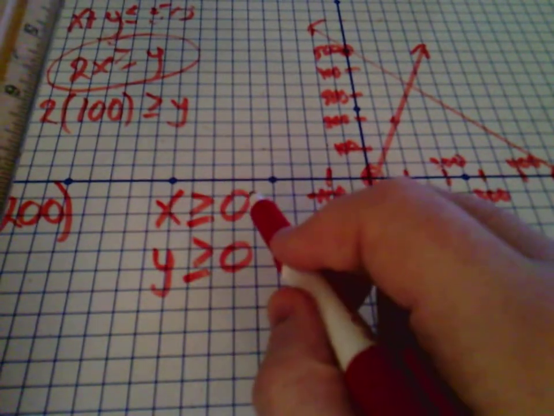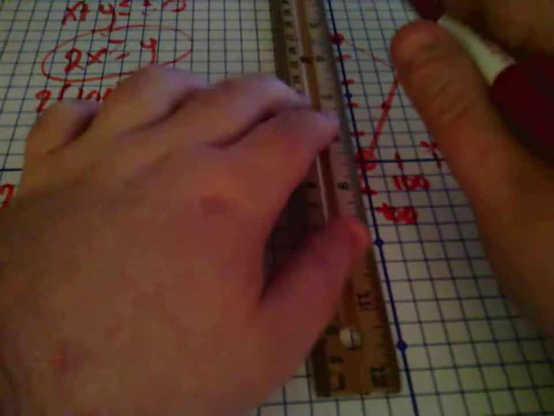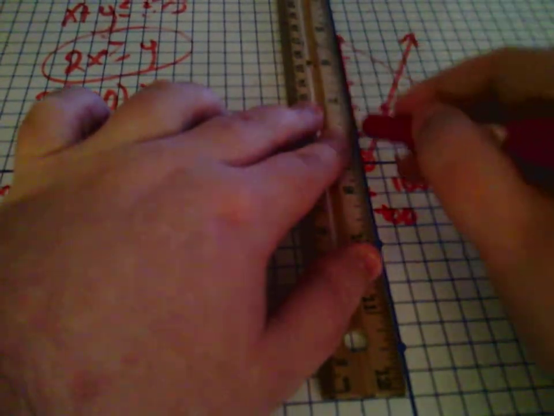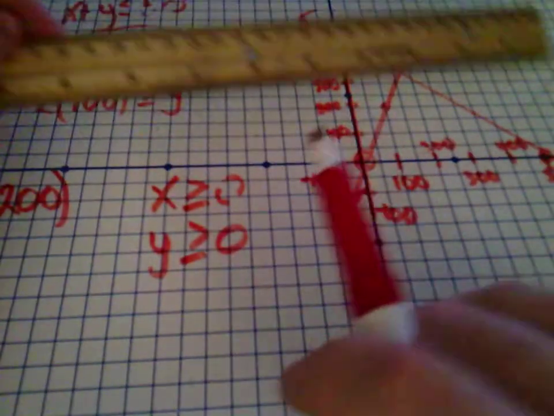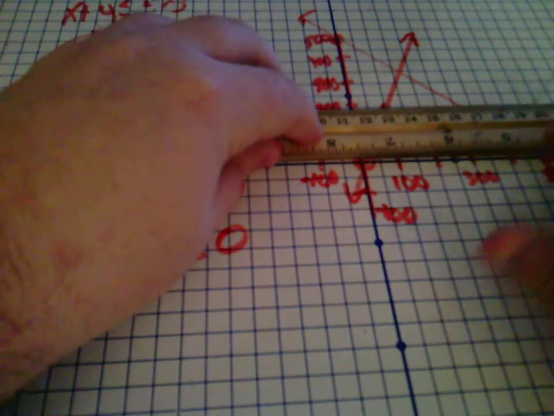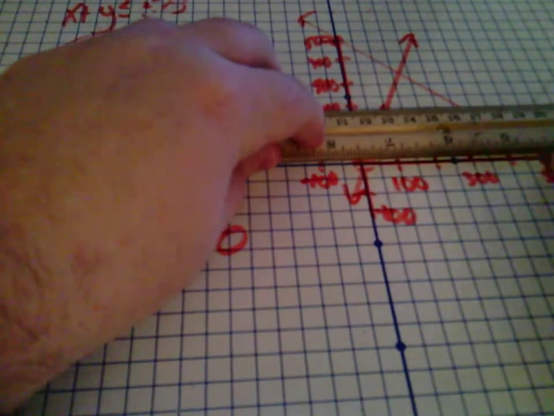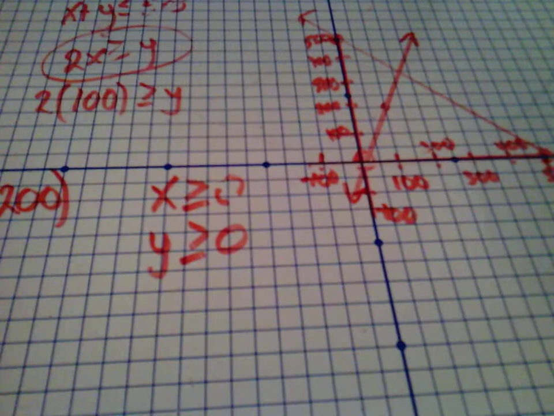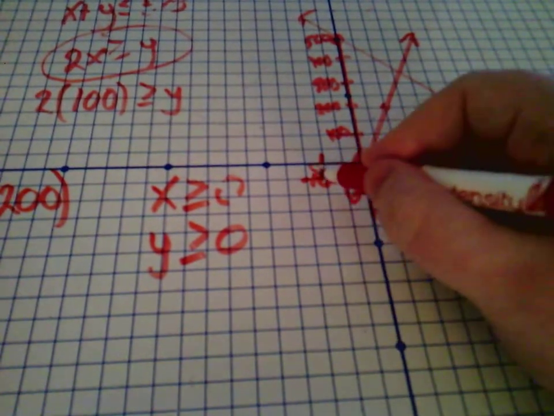X being greater than or equal to 0 and y greater than or equal to 0 correspond to 2 lines on the axis like this. Just a quick note, one of these is not a function. That's okay. Can you tell me which one it is?